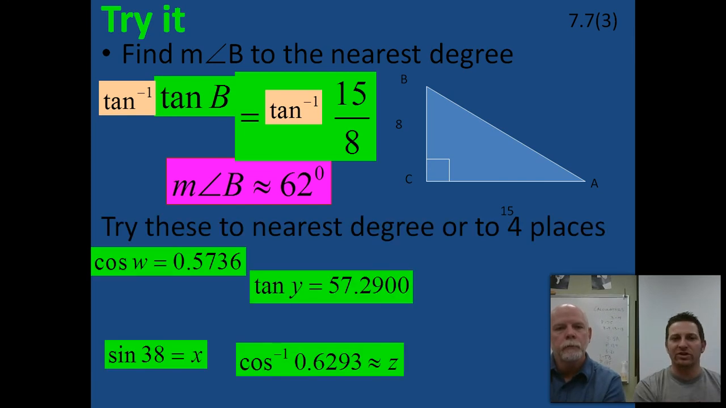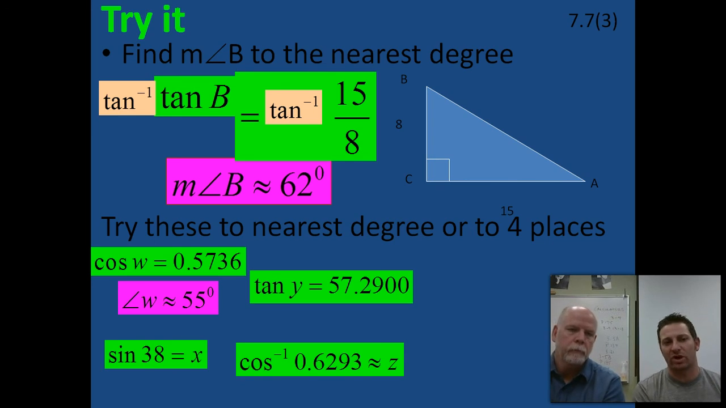So try these to the nearest degree or to 4 places. Basically, guys, instead of seeing it as a fraction, you're seeing a few of these as a decimal. And be careful, you just got to pay attention to what they're giving here. So if I see cosine of angle W equals 0.5736, all I got to do is do inverse cosine of both sides, and I get that the measurement of angle W is 55 degrees. So remember, you got to go inverse cosine on your calculator, and then plug in the decimal, and then hit enter. You should try these on your calculator as we're going through them, making sure that you're getting the same thing we are. Because if you don't, you're doing something wrong.